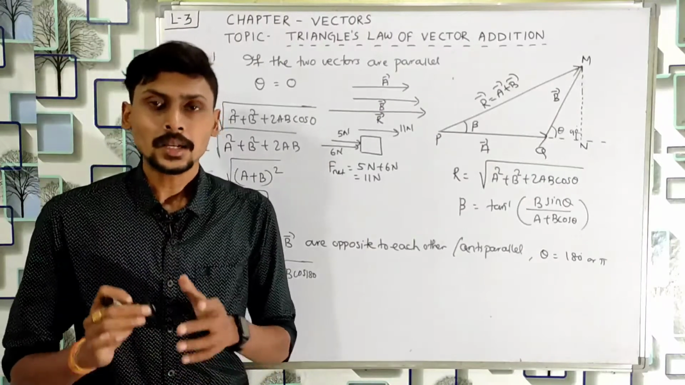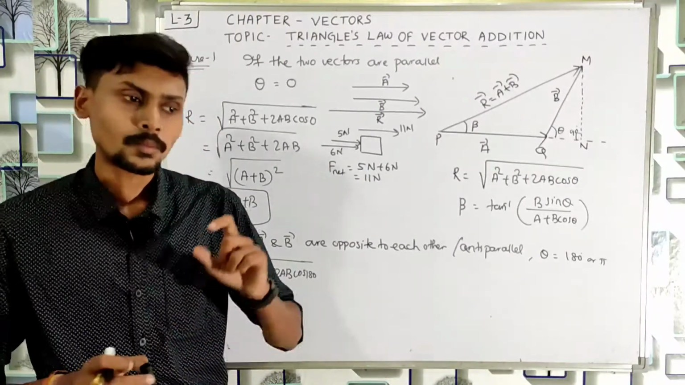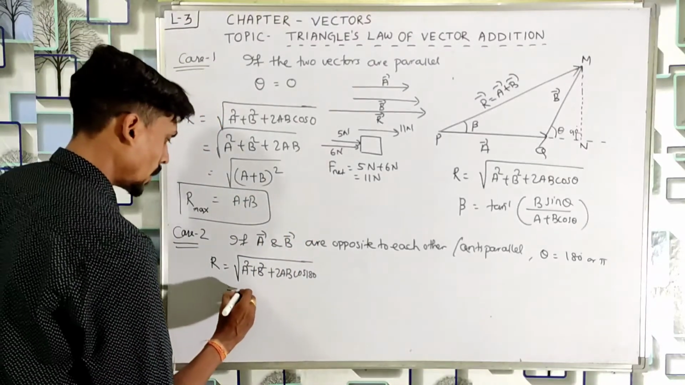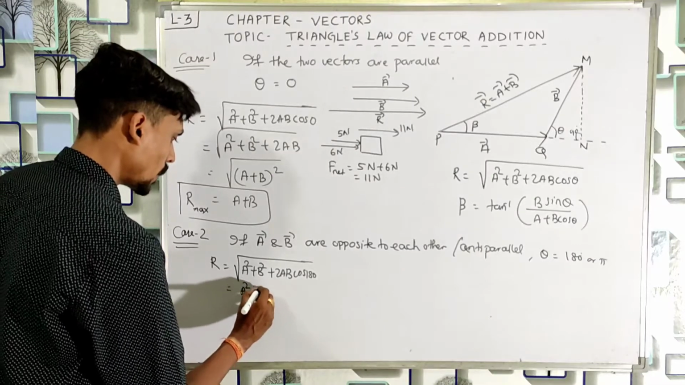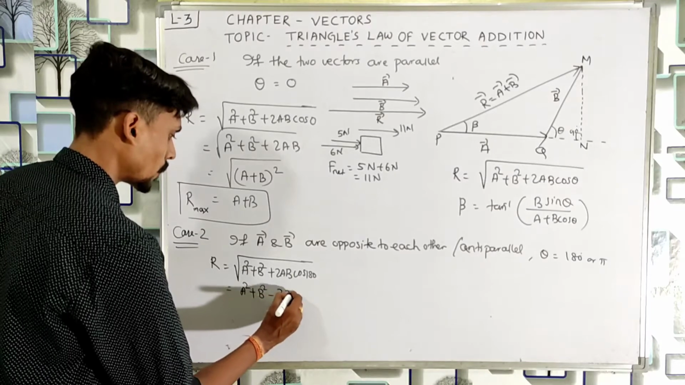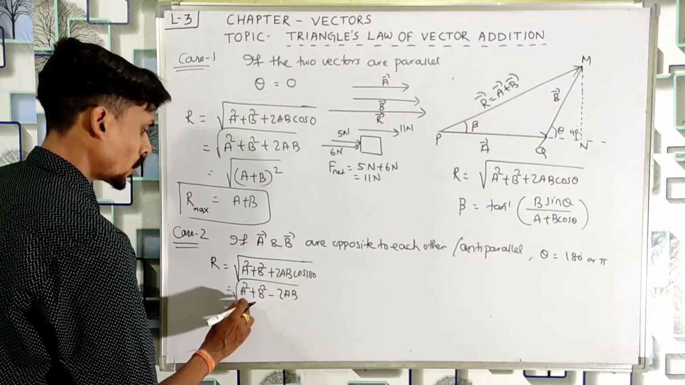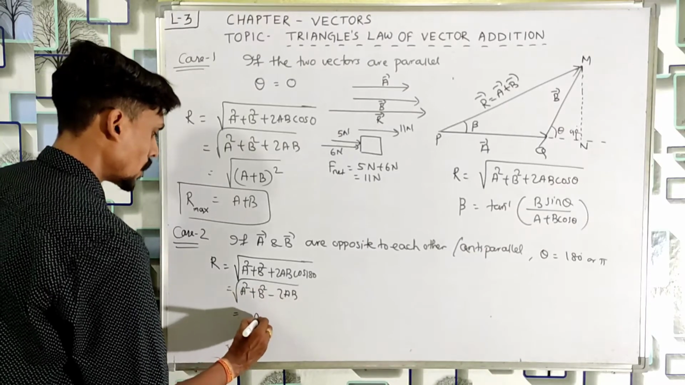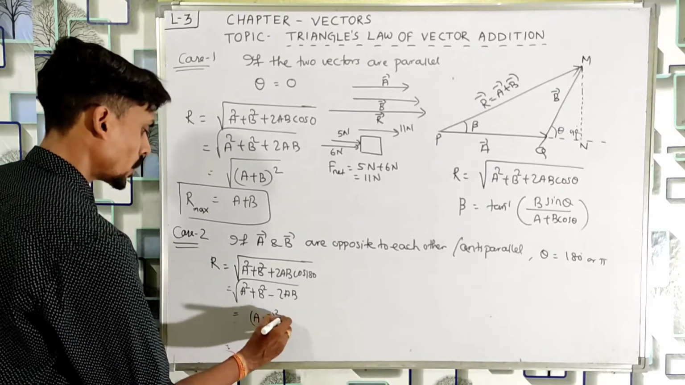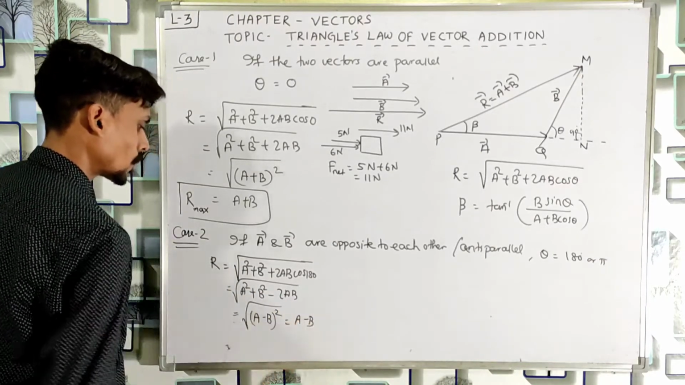And remember that the minimum value of cos theta is minus 1. The maximum value is plus 1. The minimum value is minus 1. So I can write A square plus B square. Here we have 2AB into minus 1. That will be minus 2AB. And then give a square root symbol. So A square plus B square minus 2AB is A minus B whole square. Give a square root symbol, that is equal to A minus B.